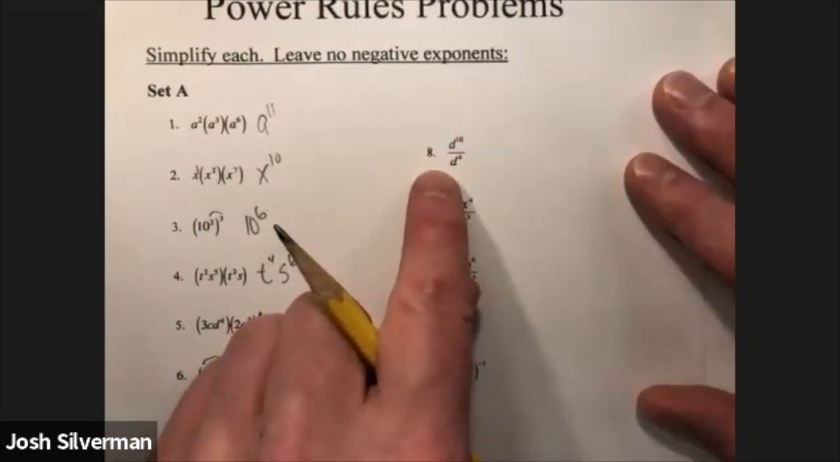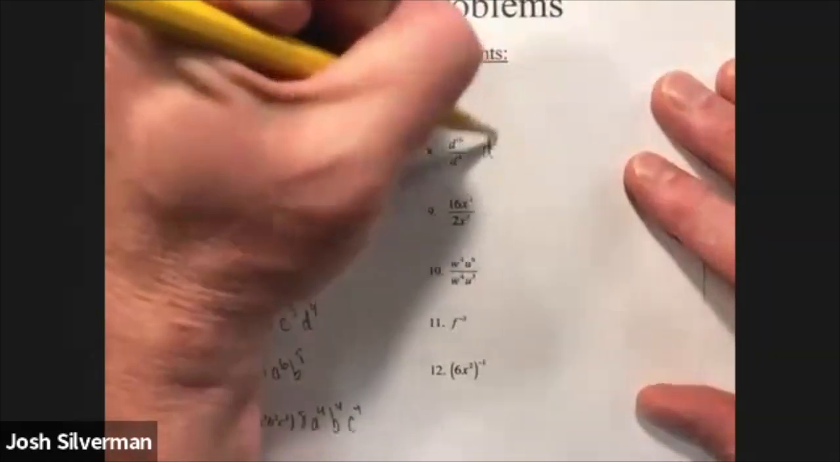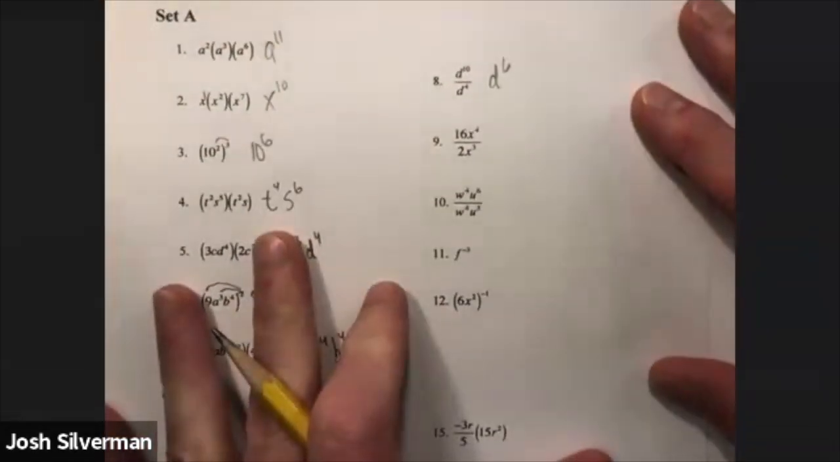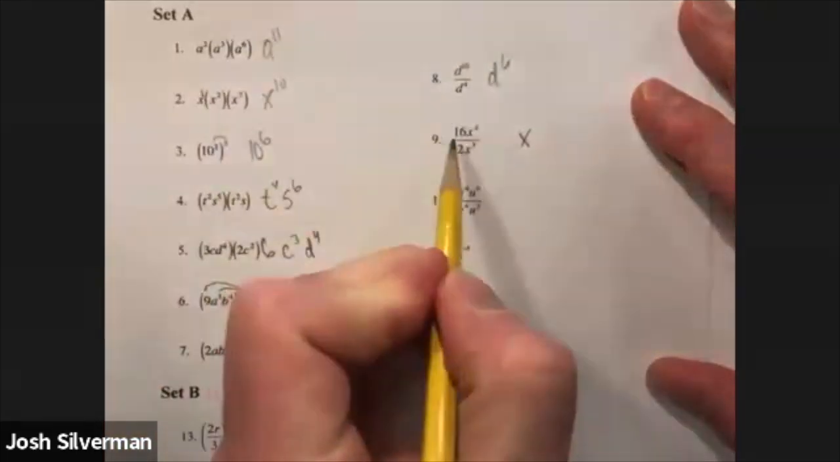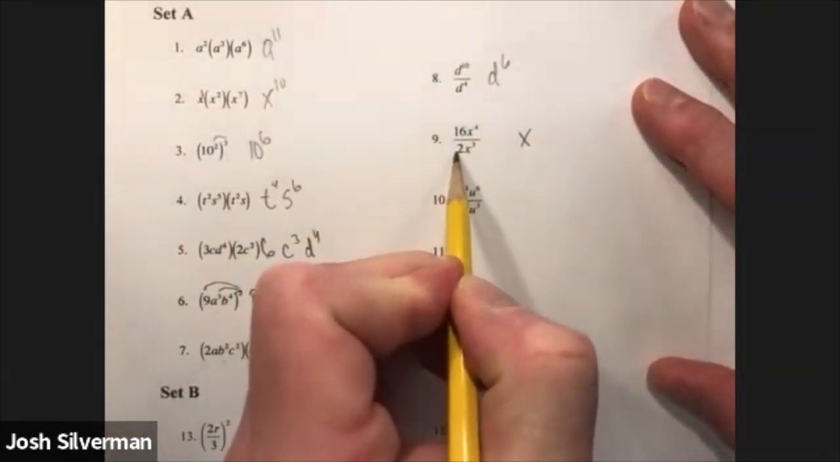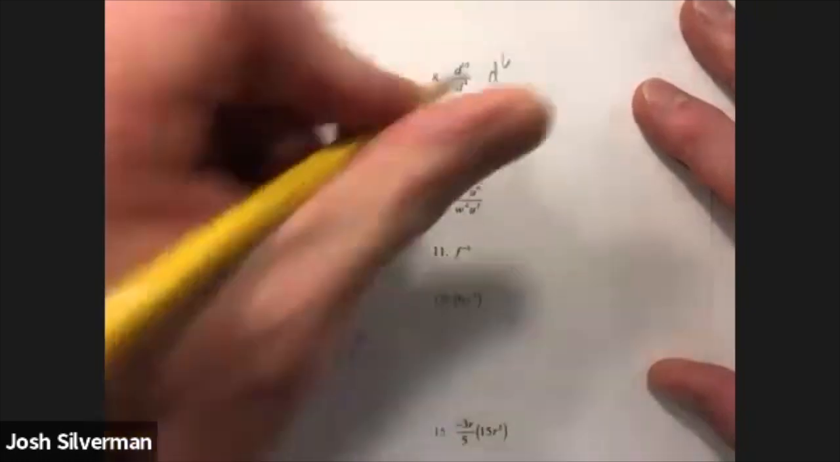Dividing powers with the same base, subtract. 10 minus 4 is 6. Dividing by the same power, subtract. 4 minus 3 is 1. And for the coefficients, we treat them normally. What is 16 divided by 2? That's 8.